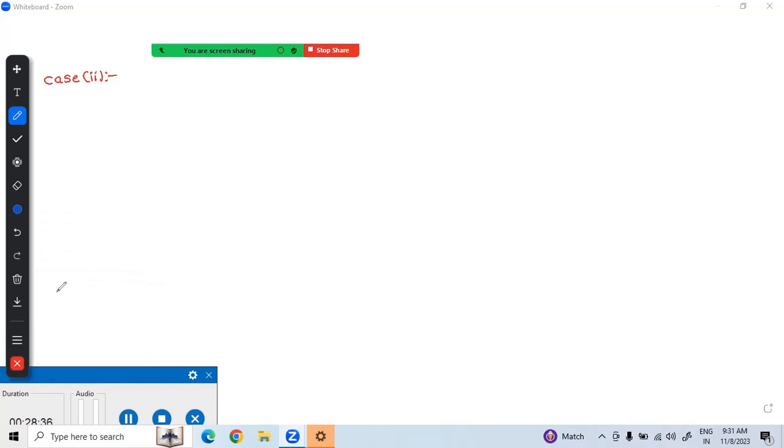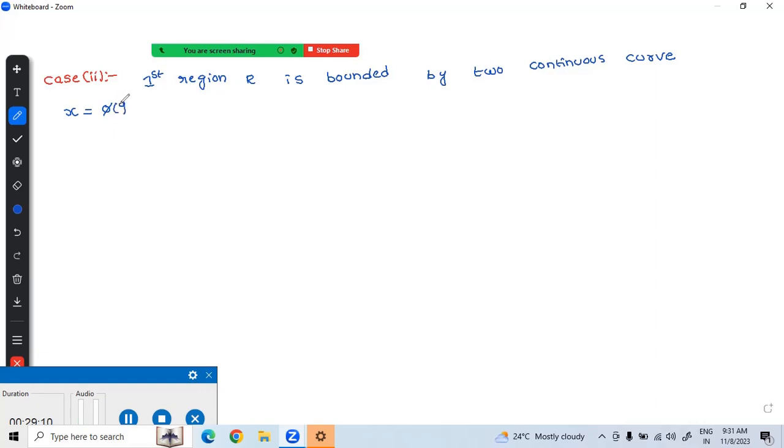Same. The first region, capital R. Please observe the diagram. The first region capital R is bounded by two continuous curves. Please observe the curves. The curves are x equal to pi of y and x equal to psi of y.